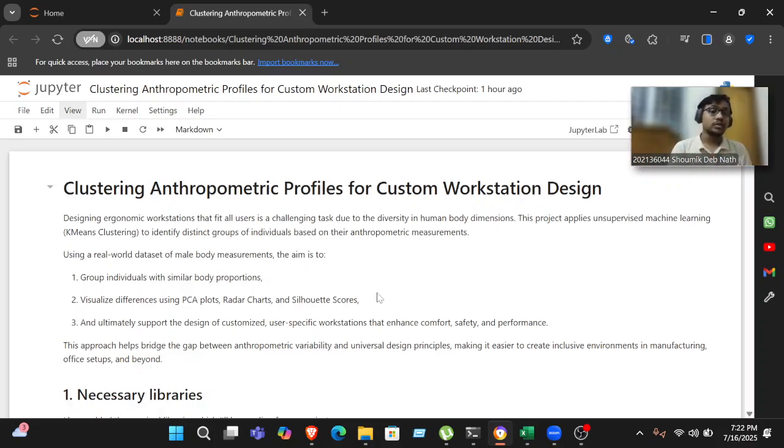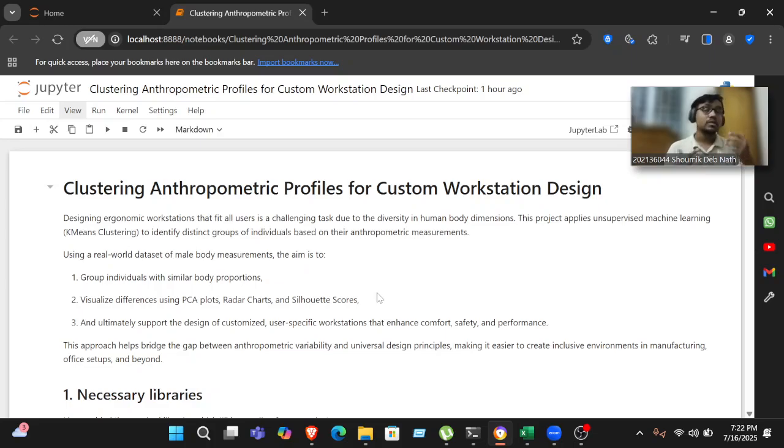Now, I'm going to discuss my project, which I did recently, and it is called Clustering Anthropometric Profiles for Custom Workstation Design. So, what is it actually? As you can see here, designing ergonomic workstations that fit all users is a challenging task due to the diversity of human body measurements.